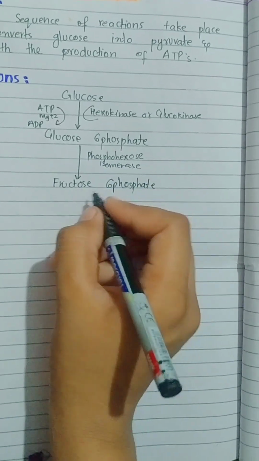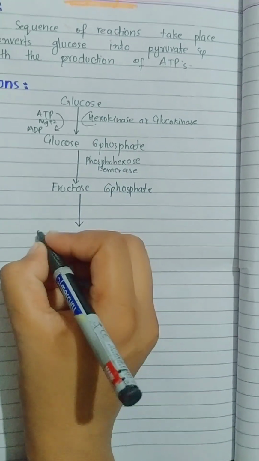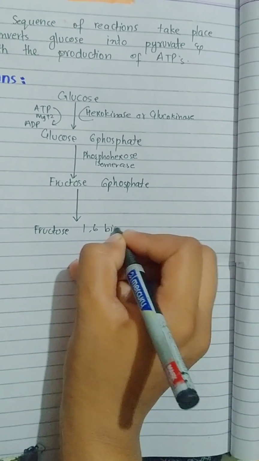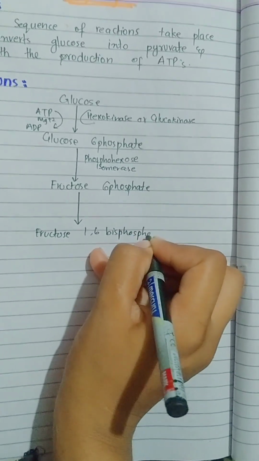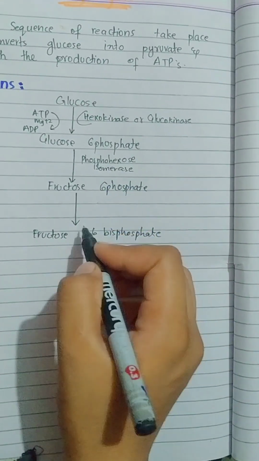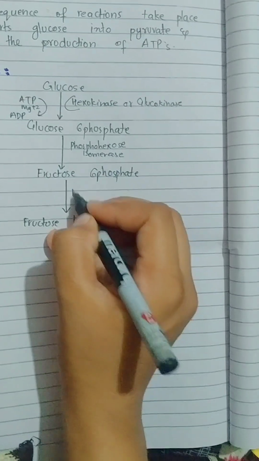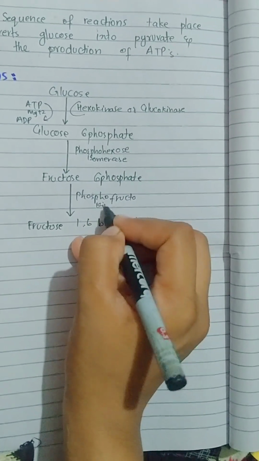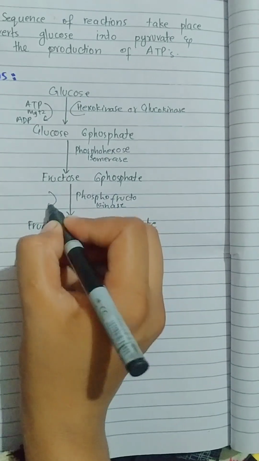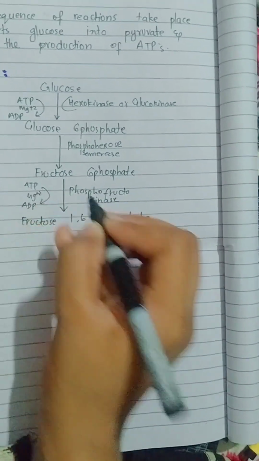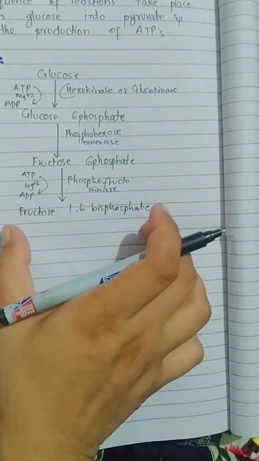After that, fructose 6-phosphate converts into fructose 1,6-bisphosphate. During this reaction, the enzyme used is phosphofructokinase, and 1 ATP changes into 1 ADP. This is the splitting phase.